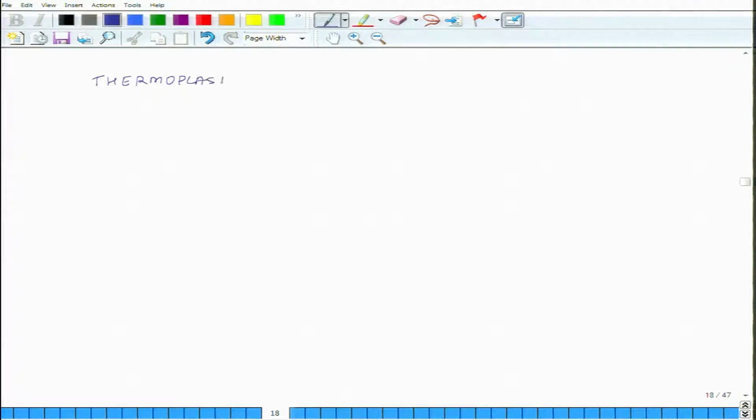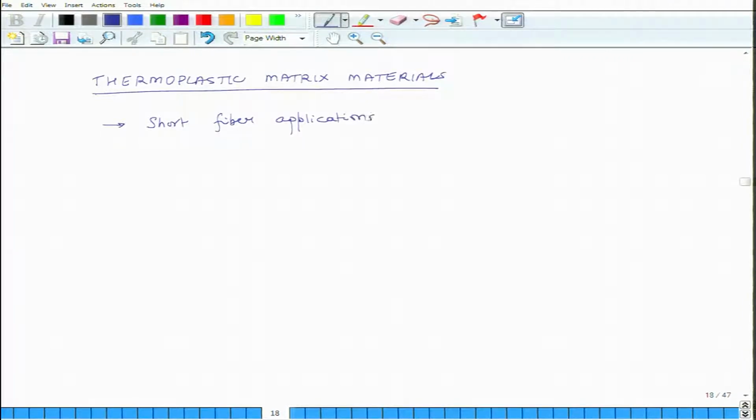Thermoplastic matrix materials. By and large, thermoplastic matrix materials are used when we have short fibers. So, this is in general whenever we want. So, we have short fibers, we use thermoplastic matrix materials. Actually, maybe there is a better way of saying that.